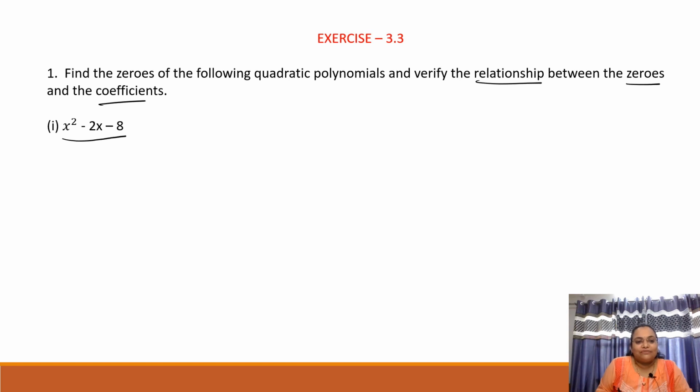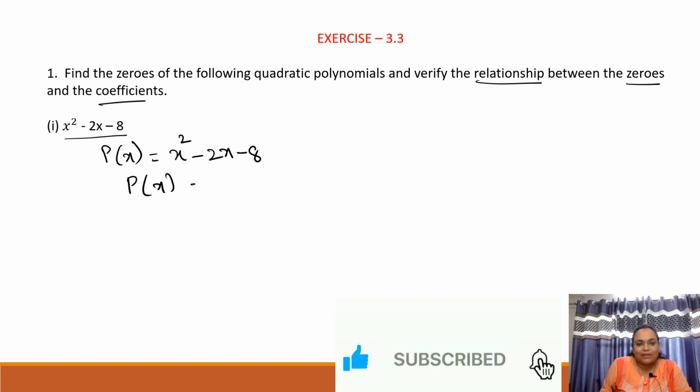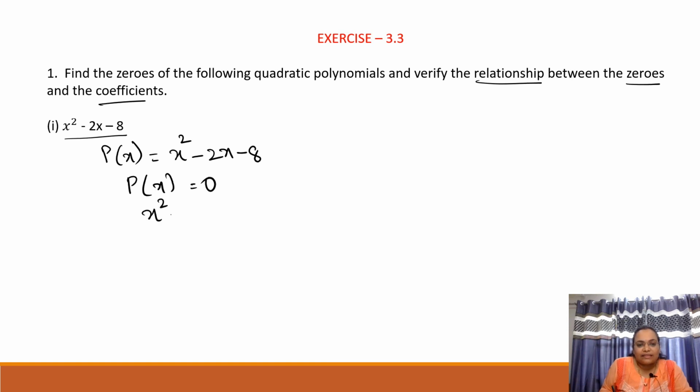So now let us find the zeros of this quadratic polynomial. To find the zeros, what will we do? We'll take this quadratic polynomial as p of x. P of x is equal to x square minus 2x minus 8. To find the zeros of the polynomial, we will put p of x equal to 0. We will factorize this given polynomial. How do we factorize? We will split the middle term.